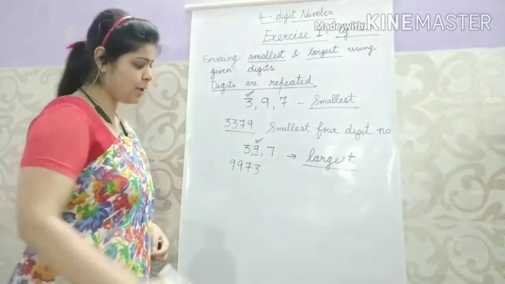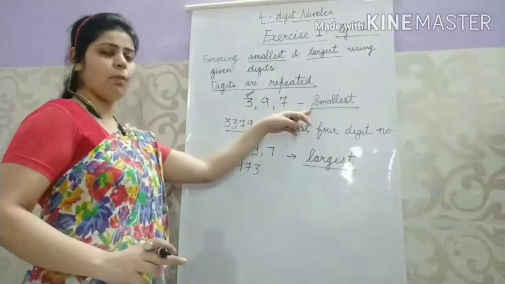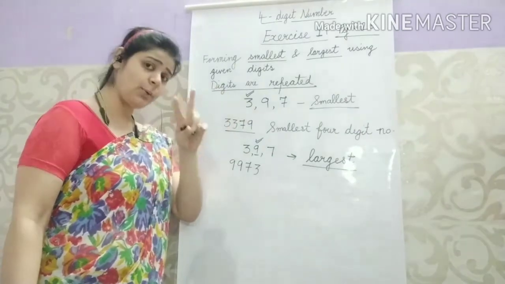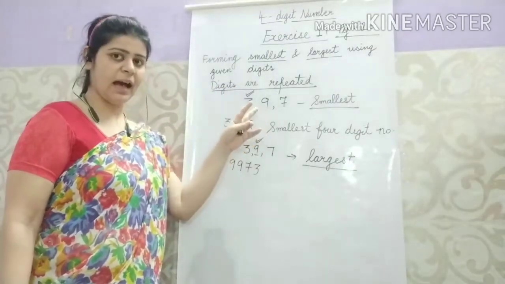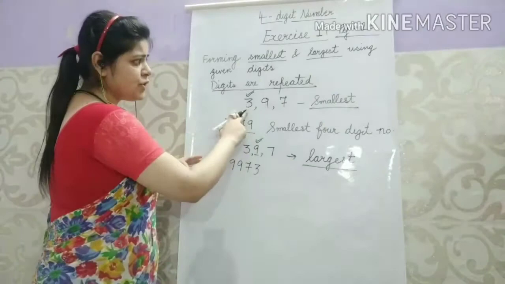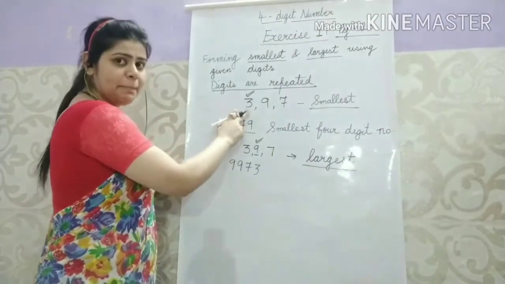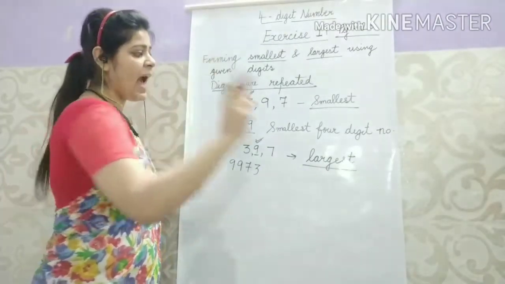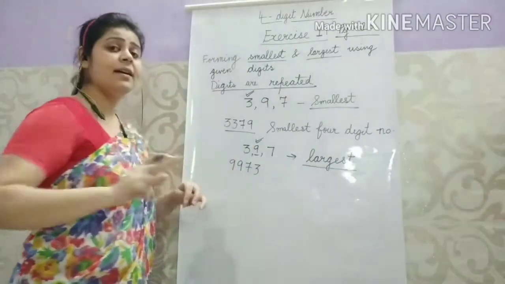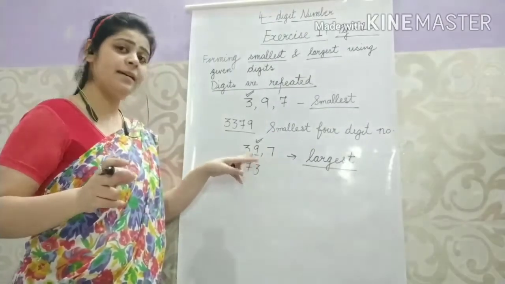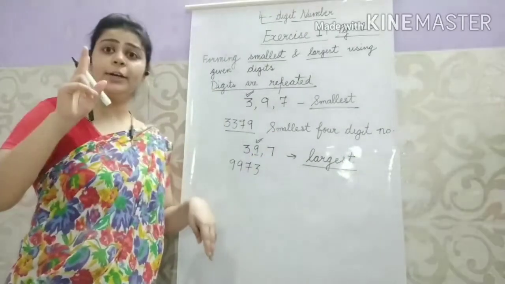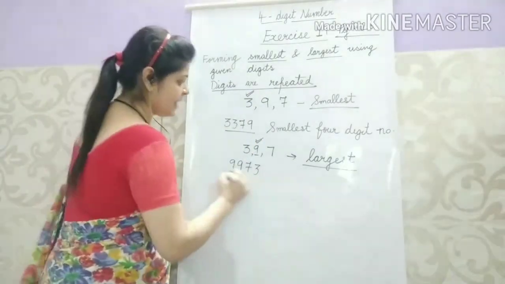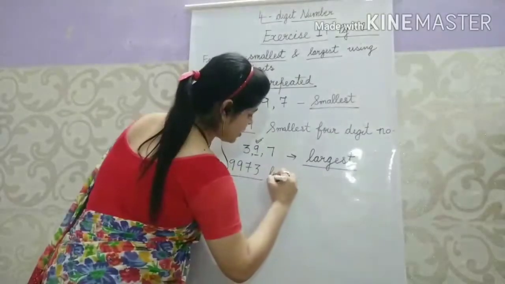Okay? Now understood? Whenever it is asked smallest or largest, if only 3 numbers are given or if only 2 numbers are given, here only 3 numbers are given, so what will you do? In the smallest, you will repeat the smallest number twice. That means 2 times you will write. And in the largest, you will write the largest number 2 times. That means twice you will write. Understood everyone? So like this we have got the largest 4-digit number.